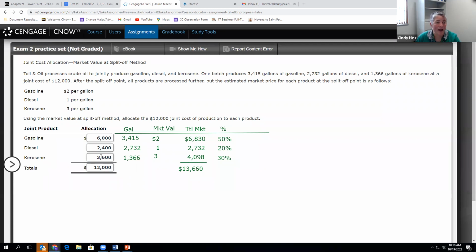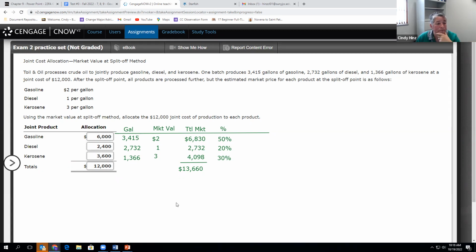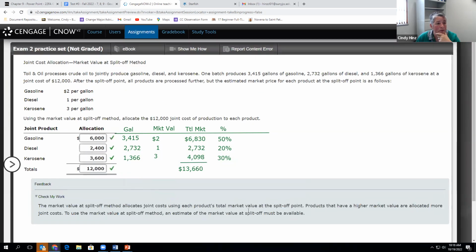We want to add this column, make sure it does equal the 12,000, make sure we fully allocated those joint costs and not allocated too much. And so that's the market value at split off method.